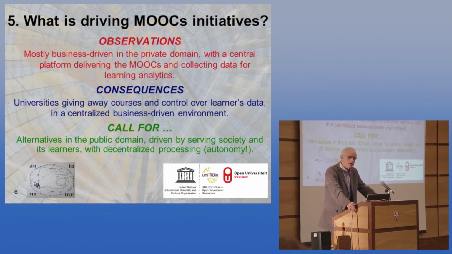There may be other tracks towards quality education to reach out to many people in the public domain, driven not by the business drivers, but by serving society and the learners. And there, I think autonomy of universities is very important. You don't have to centralize everything. You can certainly work in a decentralized model.